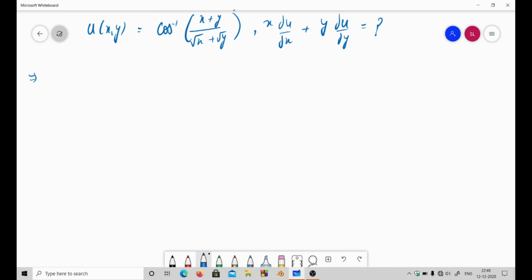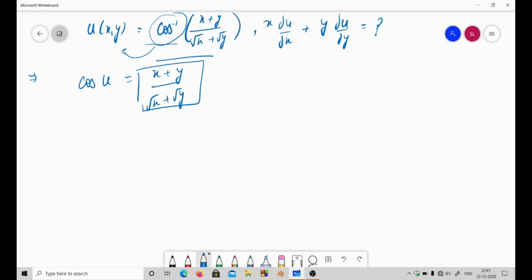How do we check? One way is that you replace the function with lambda x, lambda y. But here you see that cos inverse does not give the same form, because cos inverse will be in front of it. Now what will you do? There is one way: let us take cos on both sides, so cos u equals x plus y by root x plus root y. Now this is a homogeneous function.